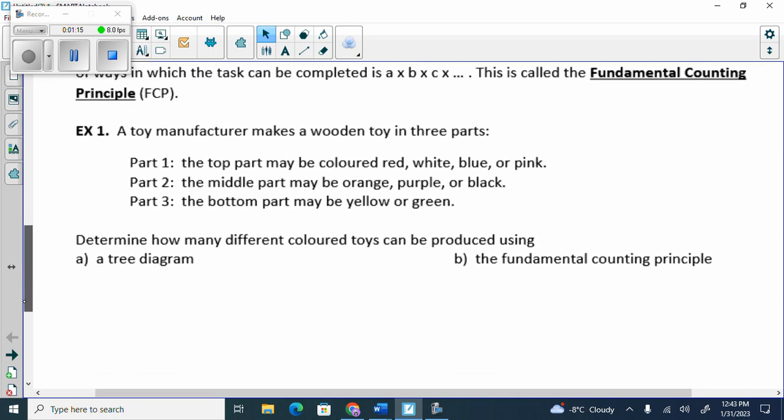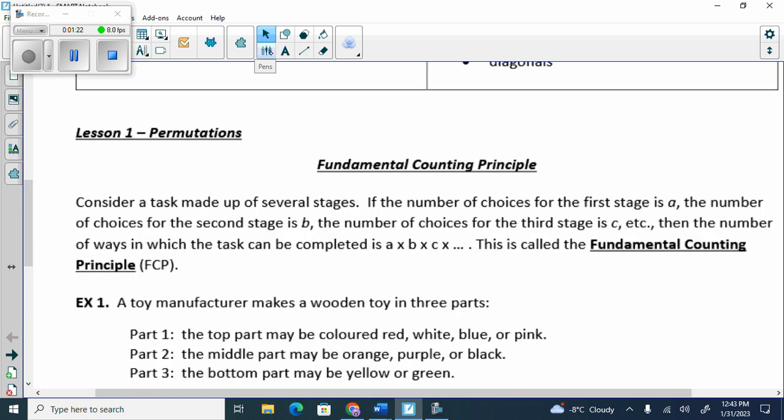So the first thing we're going to look at is a toy manufacturer that makes a wooden toy in 3 parts. So we know here that there are 3 parts to this toy.